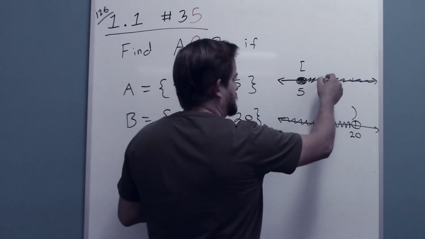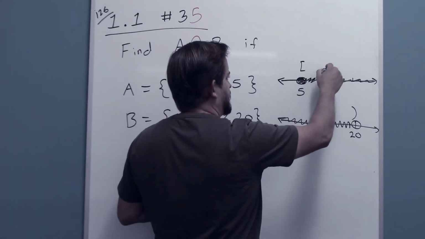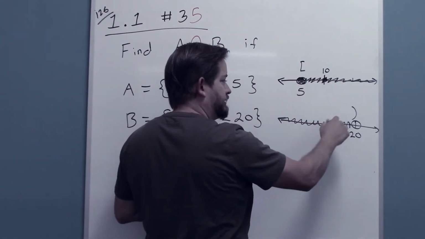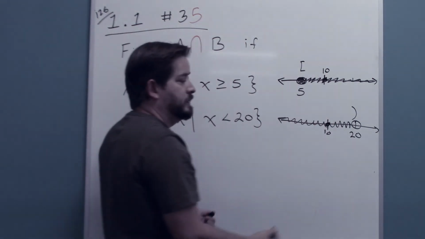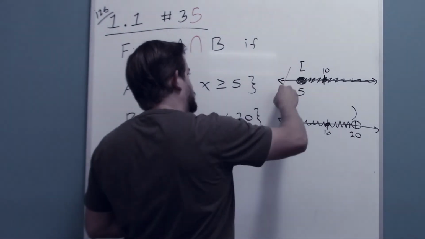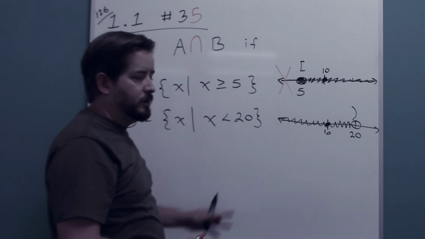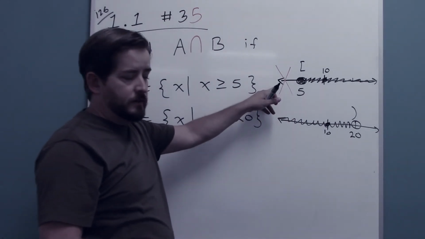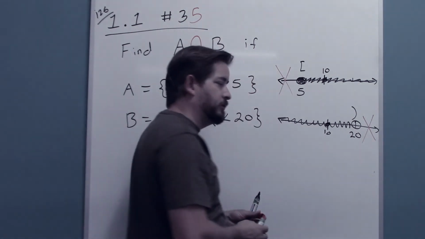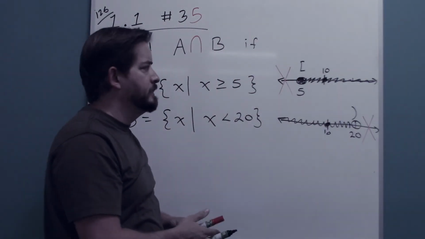So numbers like, say, let's call this 10. The number 10 is in the first set, and it's sitting right here in the second set, so it's included, right? So right off the bat, we should know that the numbers to the left of 5 are not going to be included because they're not in the first set. And the numbers past 20, and 20 itself, are not going to be included because they're not in the second set.